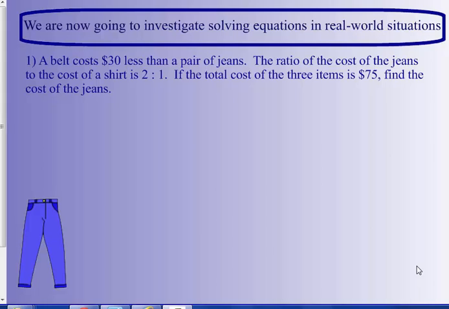Number one, a belt costs $30 less than a pair of jeans. So I know something about the belt. The ratio of the cost of the jeans to the cost of the shirt is 2 to 1. If the total cost of the three items is $75, find the cost of the jeans. So the belt costs $30 less than a pair of jeans. The ratio of the cost of the jeans to the cost of the shirt is 2 to 1. Find the cost of the jeans is the question. So I'm going to let jeans equal x. Let x equal jeans.